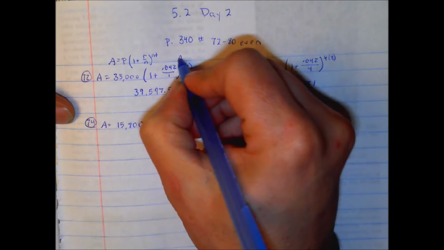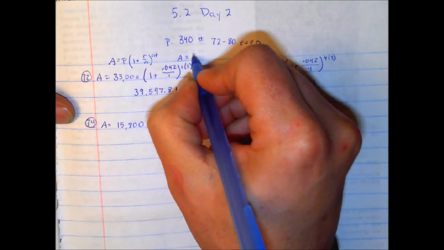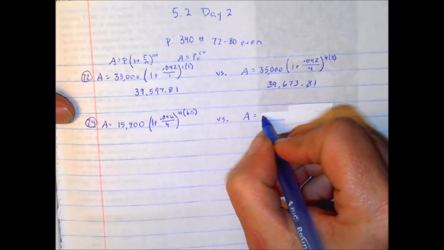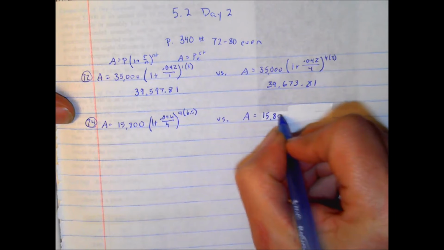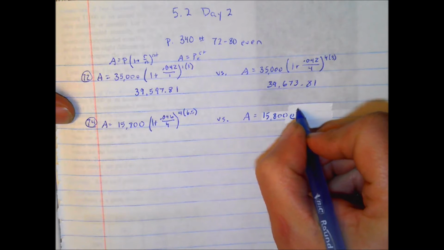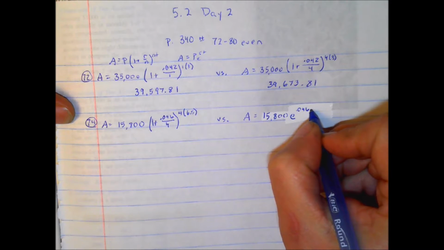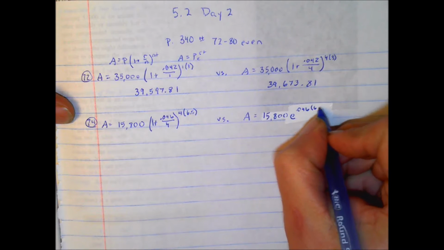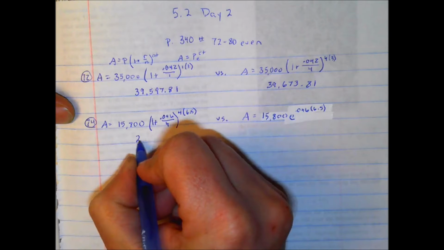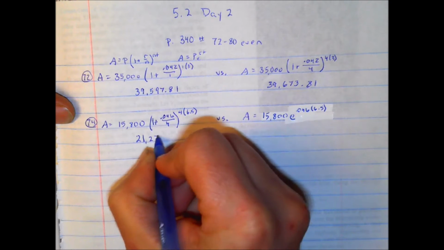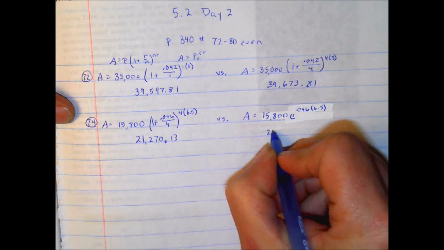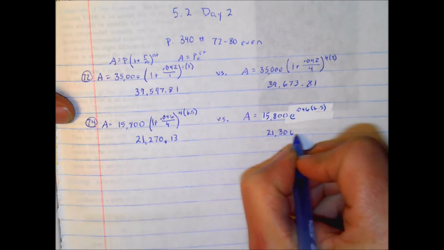Continuously, we use A is equal to principal times E raised to the RT. So our principal was 15,800, and E raised to the rate 0.046 times the time, which was 6.5 years. Okay, so when you work these out, this one came up to be $21,270.13. This one came up to be $21,306.45.